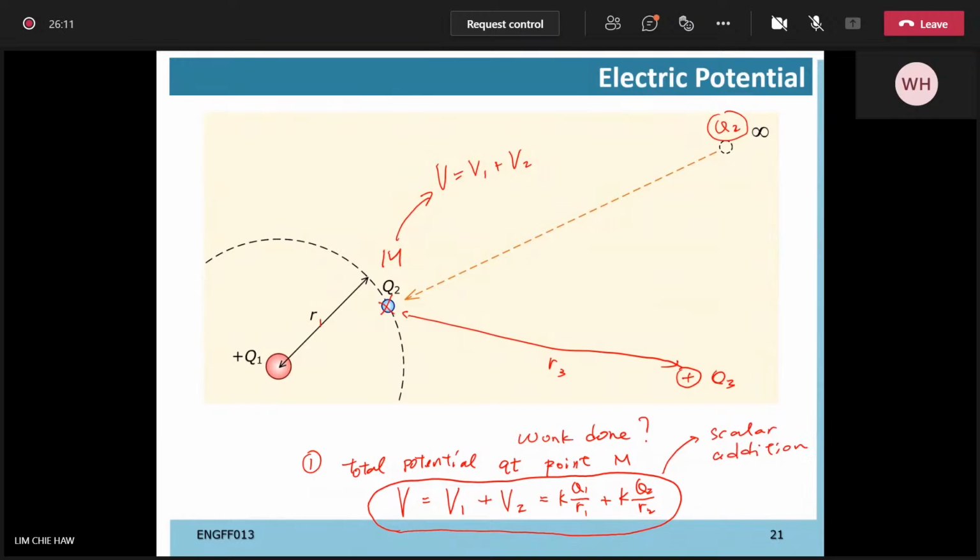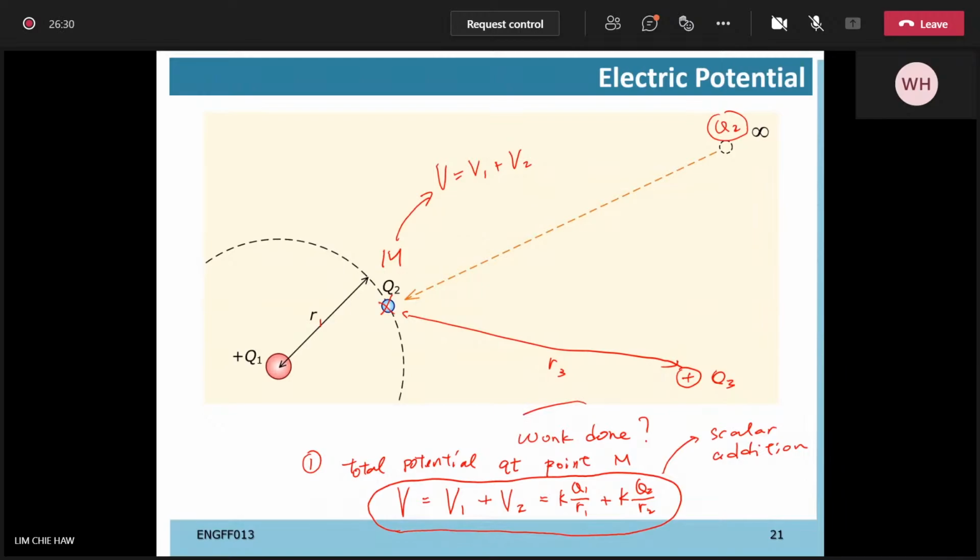Right, which means we don't need to bother what the direction is, okay? We don't need to bother about the direction and so on. What we need to know is purely just the scalar quantity. So therefore, you can just add directly, okay? Understand? Right? So get back to our question just now.